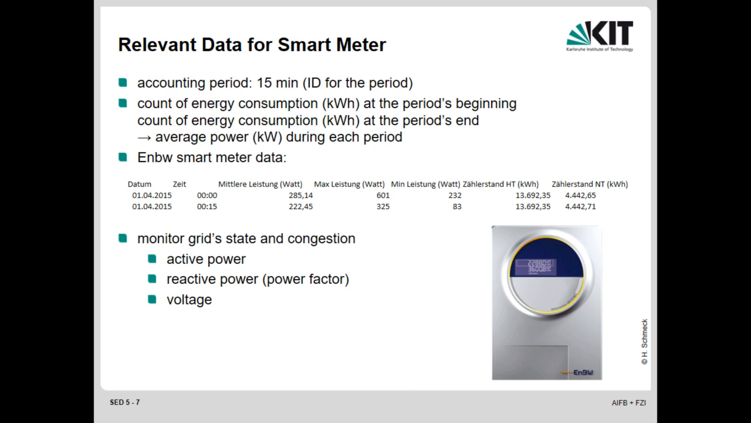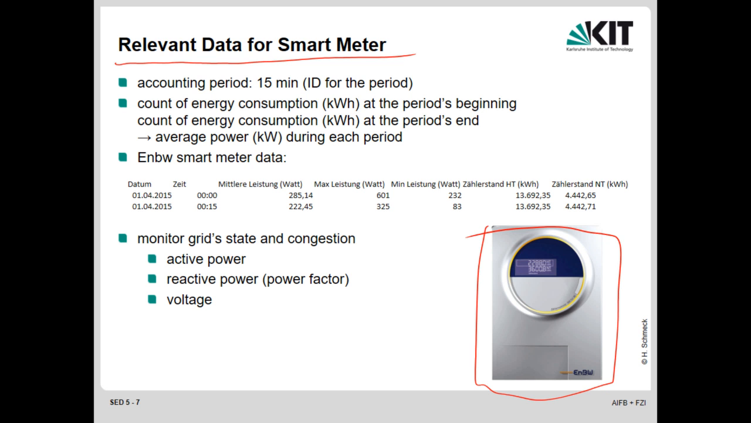Okay. Now, what kind of data do we actually need to communicate? Taking, for example, the ENBW metering system, what is the relevant data that is sent? Different metering systems send differing types of data. But one of the standards is that the typical accounting period is 15 minutes.